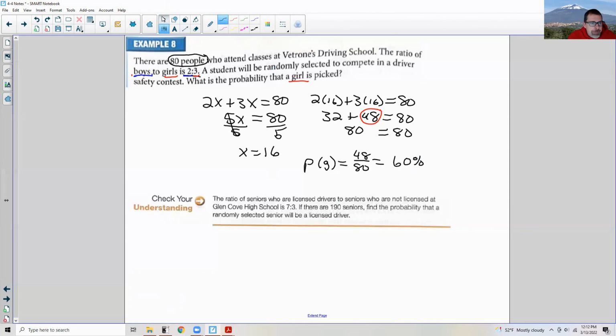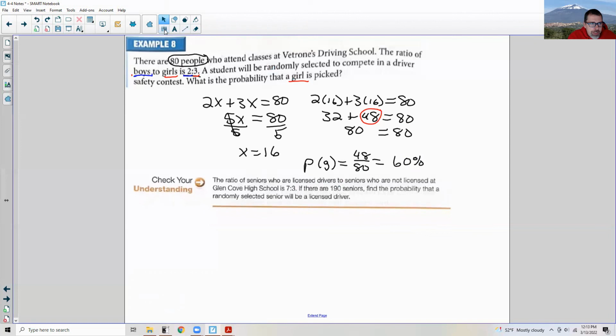All right, check your understanding. The ratio of seniors who are licensed drivers to seniors who are not. Okay, licensed, not licensed. Same order, licensed, not licensed. Total. If there are 190 seniors, find the probability that a randomly selected senior will be a licensed driver.